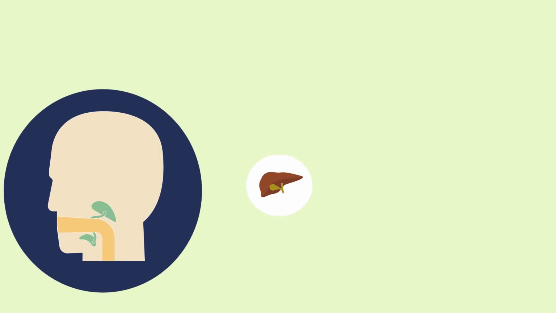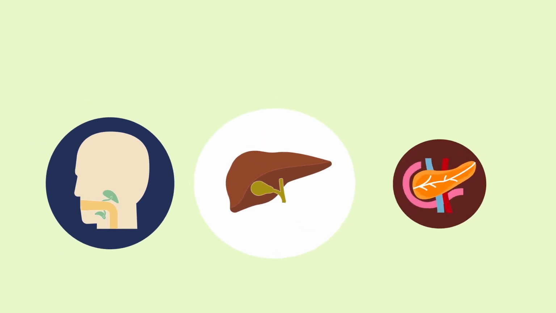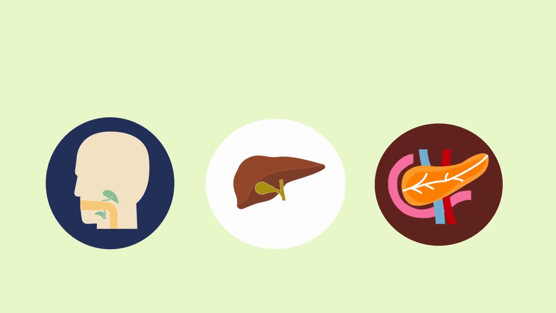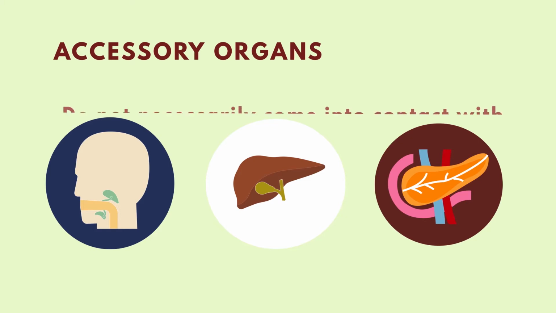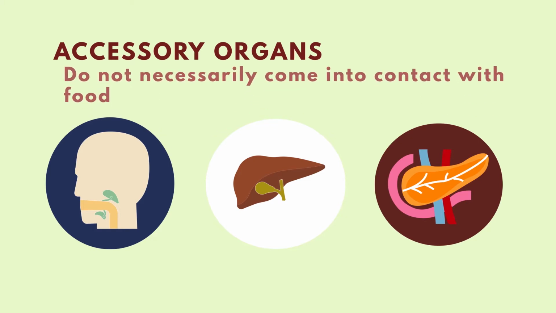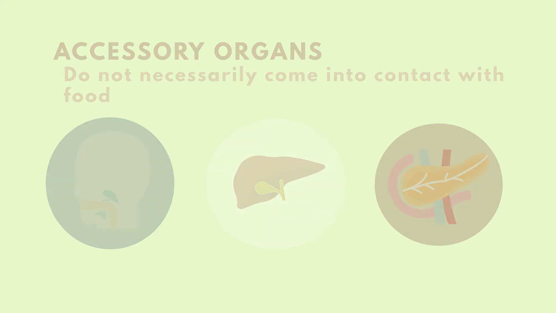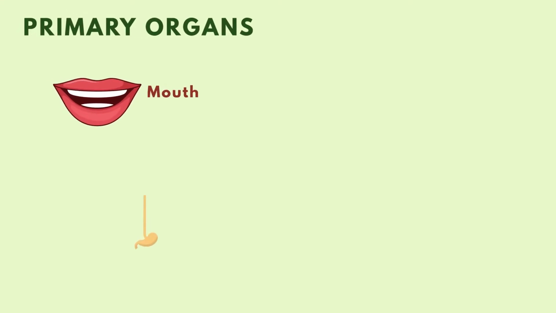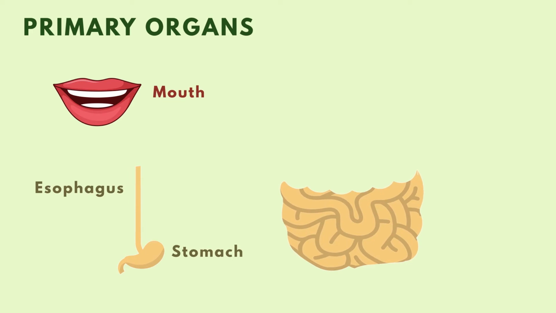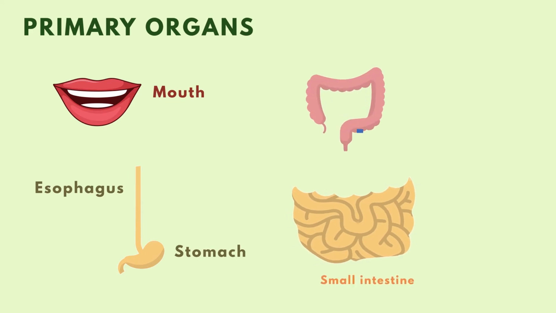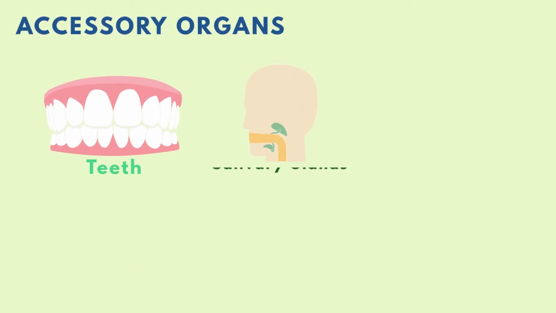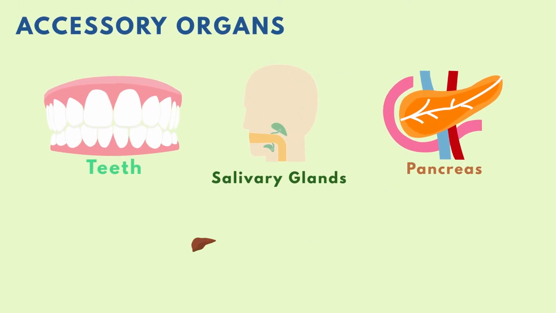Along the way, the primary digestive organs are assisted by several accessory organs that may or may not come into direct contact with the food being digested and absorbed. The primary organs of the GI tract are the mouth, esophagus, stomach, small intestine, large intestine or colon, and rectum and anus. The accessory organs include the teeth, salivary glands, pancreas, and liver.